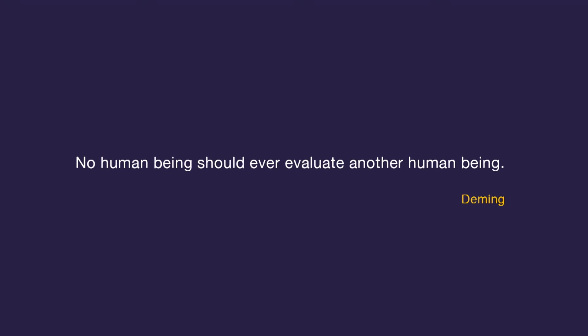Total quality is essentially a win-win approach which works to everyone's ultimate advantage. According to Deming, no human being should ever evaluate another human being. Therefore, TQM emphasizes self-evaluation as part of the continuous improvement process. In addition, this principle also relates to focusing on students' strengths, individual learning styles and different types of intelligences.